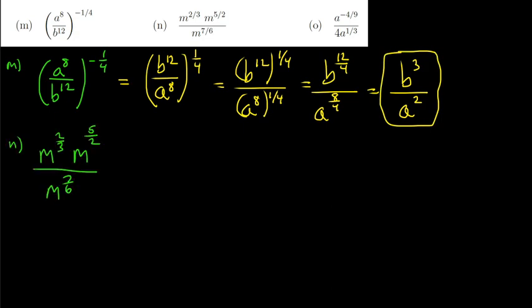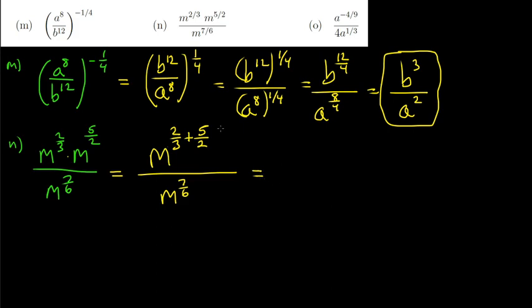All right, part n, we have m to the 2/3 times m to the 5/2 over m to the 7/6, 7 over 6. Okay, so again, there's no reason to convert these to radicals. Just use the usual rules of exponents. Even though the exponents are fractions, all the same rules of exponents apply here. So we could do this many different ways. I'm going to leave the denominator alone. And what does it mean when you multiply two exponential expressions? It means you add the exponents, right? So this is going to be m to the power 2 over 3 plus 5 over 2.